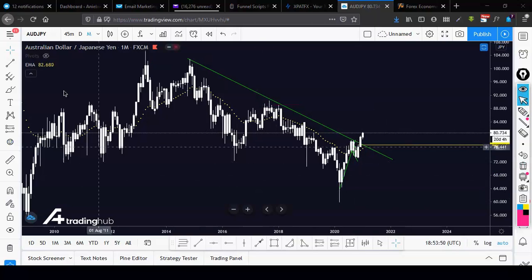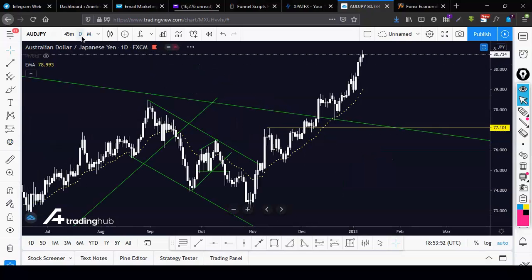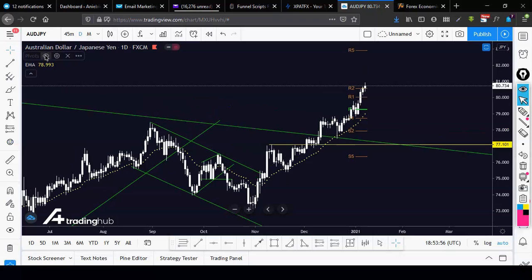So you know I hold my trades for long term. So this is the daily. I can turn off my pivot here and see where the levels are. Price is actually trading above PP and R2. Actually closed above R2. So we should have a little bit of a pullback before joining that trend to the upside.